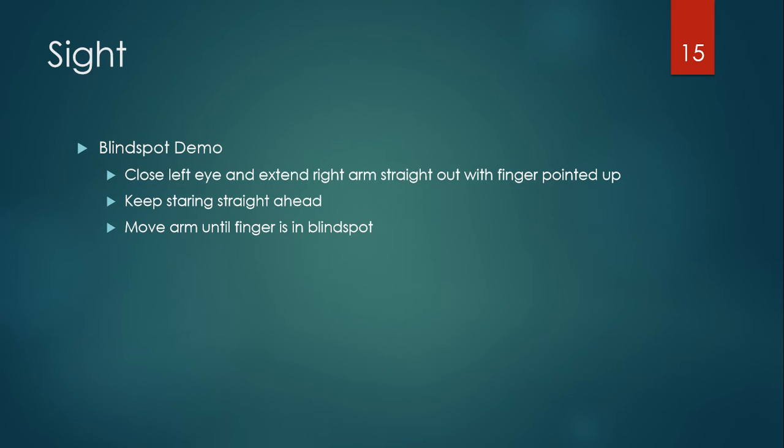Obviously, it's completely voluntary. So if you'd like to find your blind spot, go ahead and close your left eye. Extend your right arm straight out in front of you with your finger pointed straight up in the air. Now do your best to keep your right eye staring straight ahead and slightly move your finger off to the right hand side, just a little bit, not too far. And eventually you'll be able to see your finger disappear. That is your blind spot.